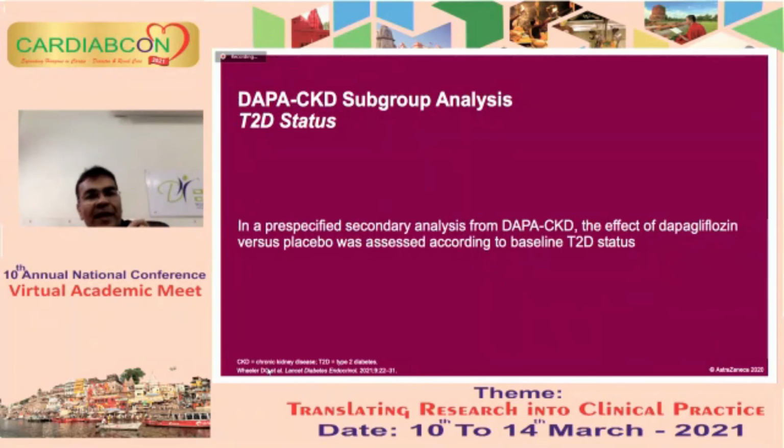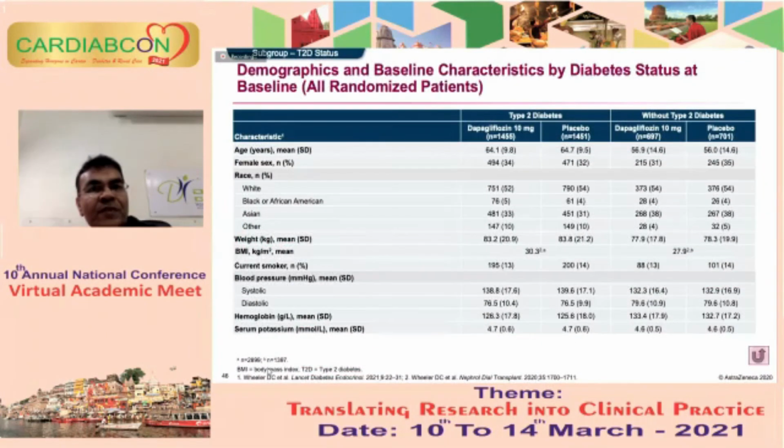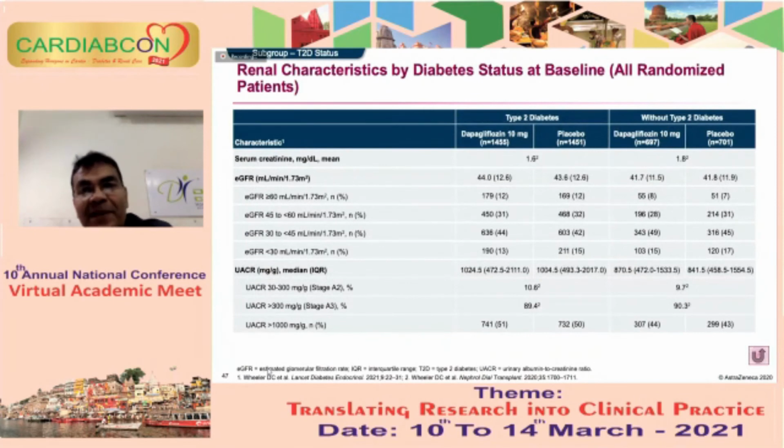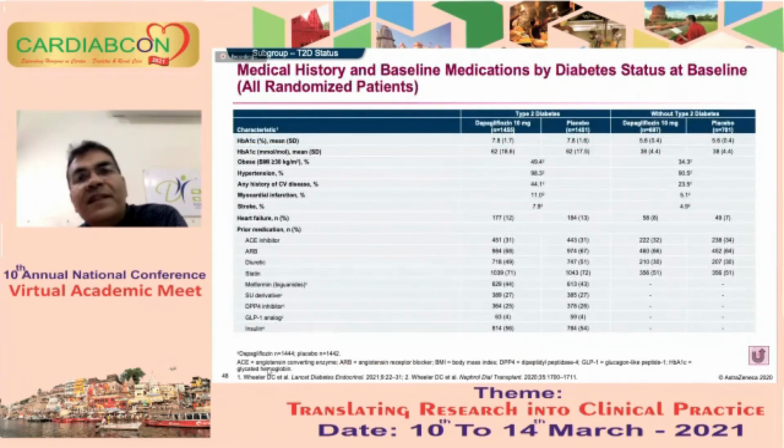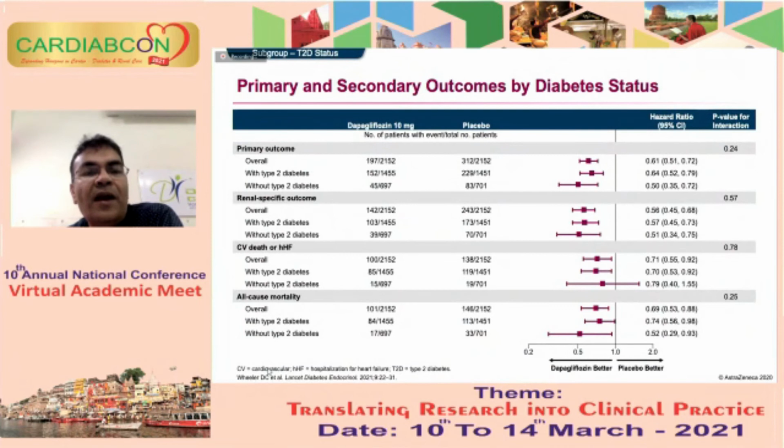Dapagliflozin subgroup analysis in patients with type 2 diabetes: the demographic and baseline characteristics, diabetes status, the age of the patient, the female sex, all of them got the benefit, those patients who had diabetic CKD and even those without diabetes. So there was no difference in the DAPA CKD trial, whether the patients had type 2 diabetes and were put on dapagliflozin, or those without diabetes were also put on it. The benefit in both arms was the same. With the medical history, as I told you, hypertension was in more than 90%, and there were more patients with obesity also.